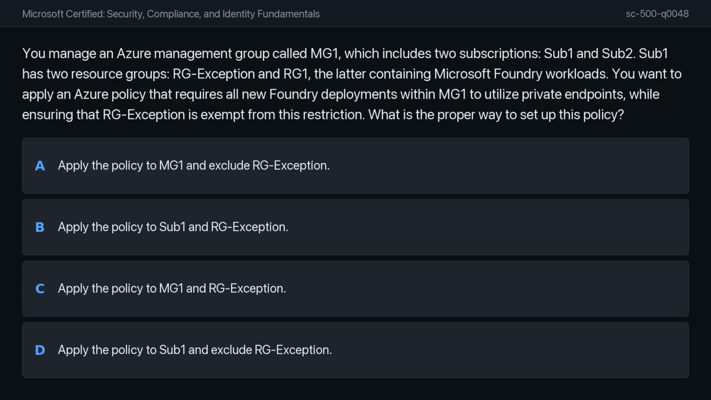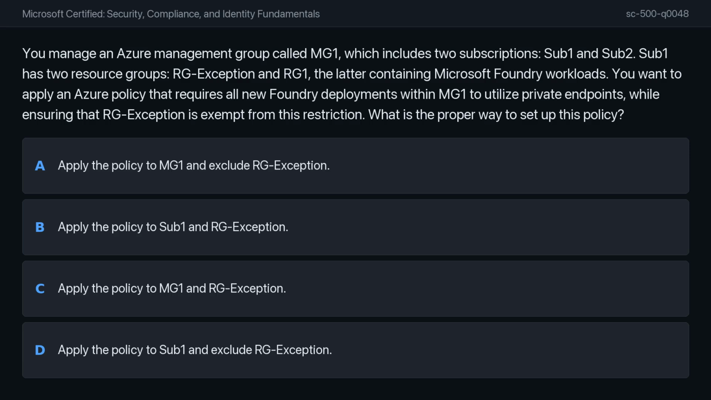You manage an Azure management group called MG1, which includes two subscriptions, Sub1 and Sub2. Sub1 contains two resource groups, RG-exception and RG1, where RG1 houses Microsoft Foundry workloads. You need to apply an Azure policy requiring all new Foundry deployments within MG1 to use private endpoints. However, you must ensure that RG-exception remains exempt from this restriction.